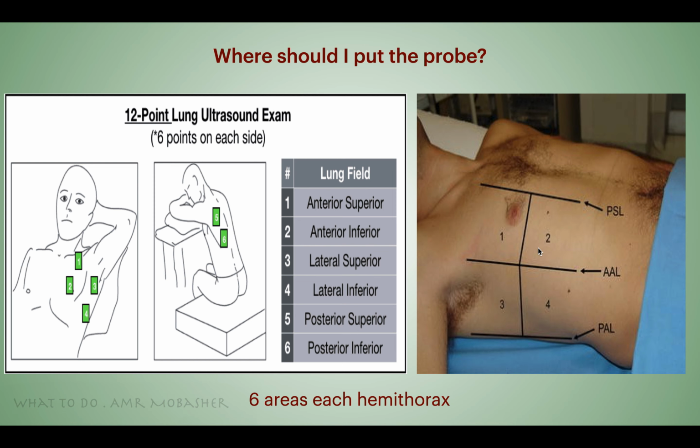This is 1 and 2. Upper lateral, lower lateral, 3 and 4. Upper posterior, lower posterior, 5 and 6. So we have 6 areas on each side, a total of 12 to be checked by the lung ultrasound.